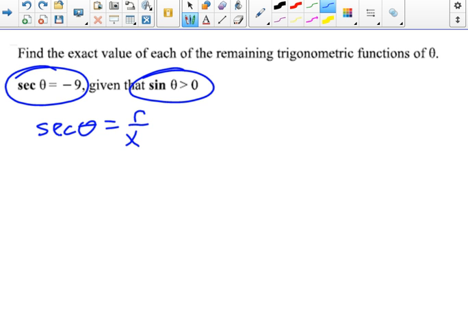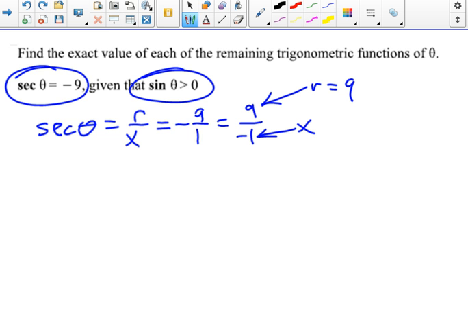x. That means negative 9 over 1. But I'm not going to put the negative on the 9, because the 9 is in the spot where the r was going to be. So if 9 is r, it's got to be positive. So I need to look at this as 9 over negative 1. That means x is negative 1 and r is equal to 9.